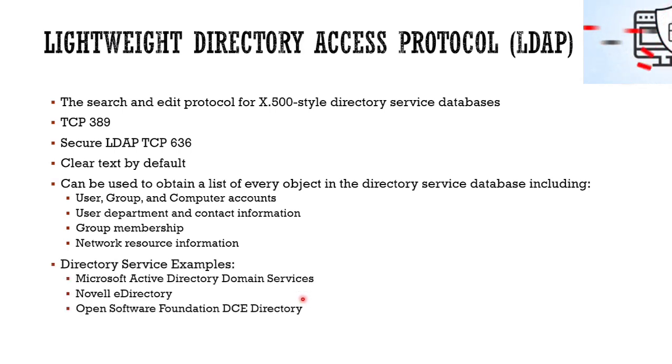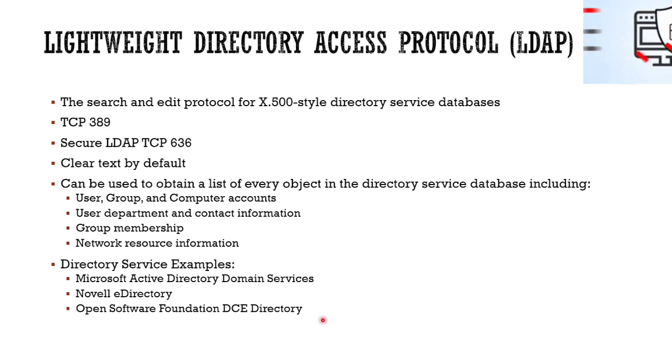Now, besides Microsoft Active Directory, you can also use it against other X500 style directory services, Novell eDirectory, Open Software Foundation DCE directory, and you might be saying, what the heck is X500? The International Telecommunications Union, ITU, they use these X dot numbers to indicate different kinds of services. So X.500, it uses a naming convention that is hierarchical, very much like DNS, that ensures that every person, every computer, everything in the world has a unique name.